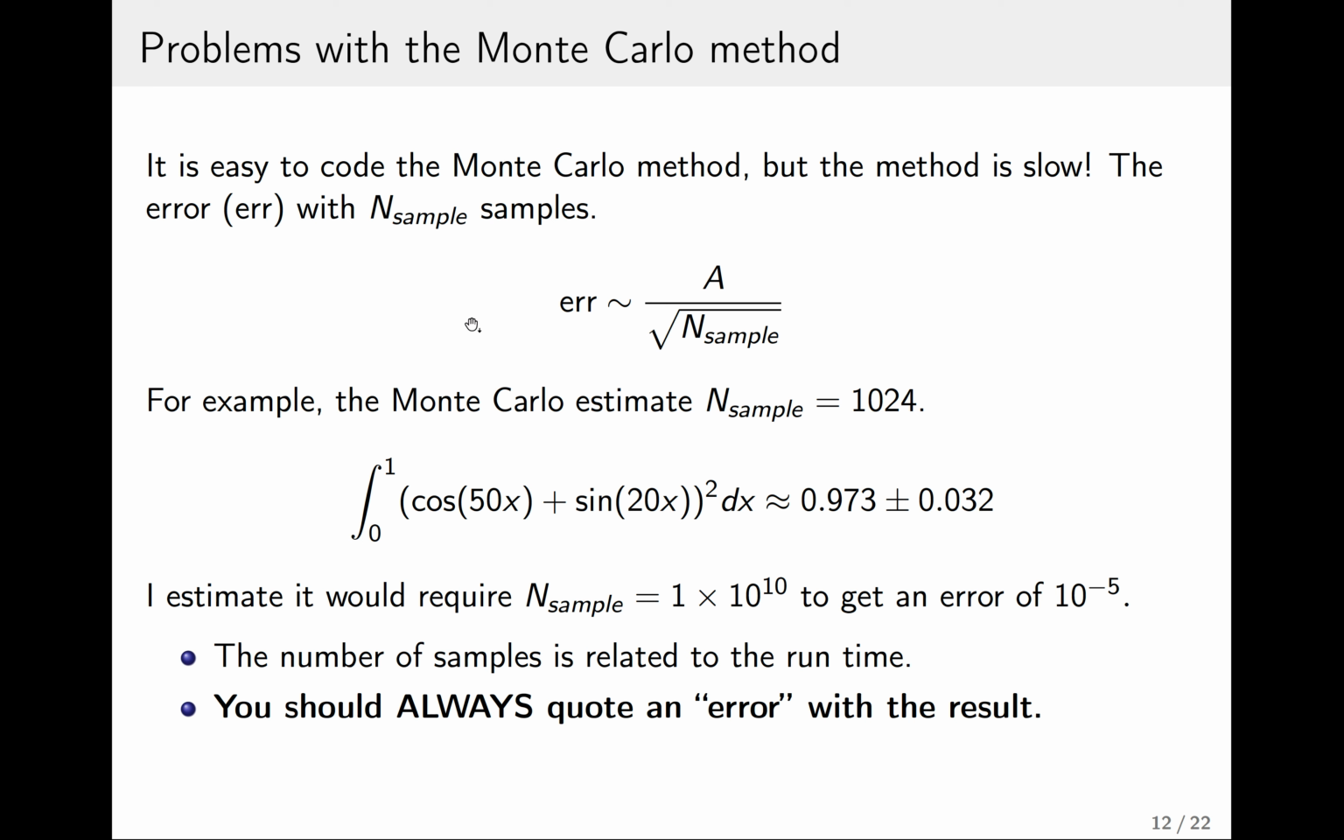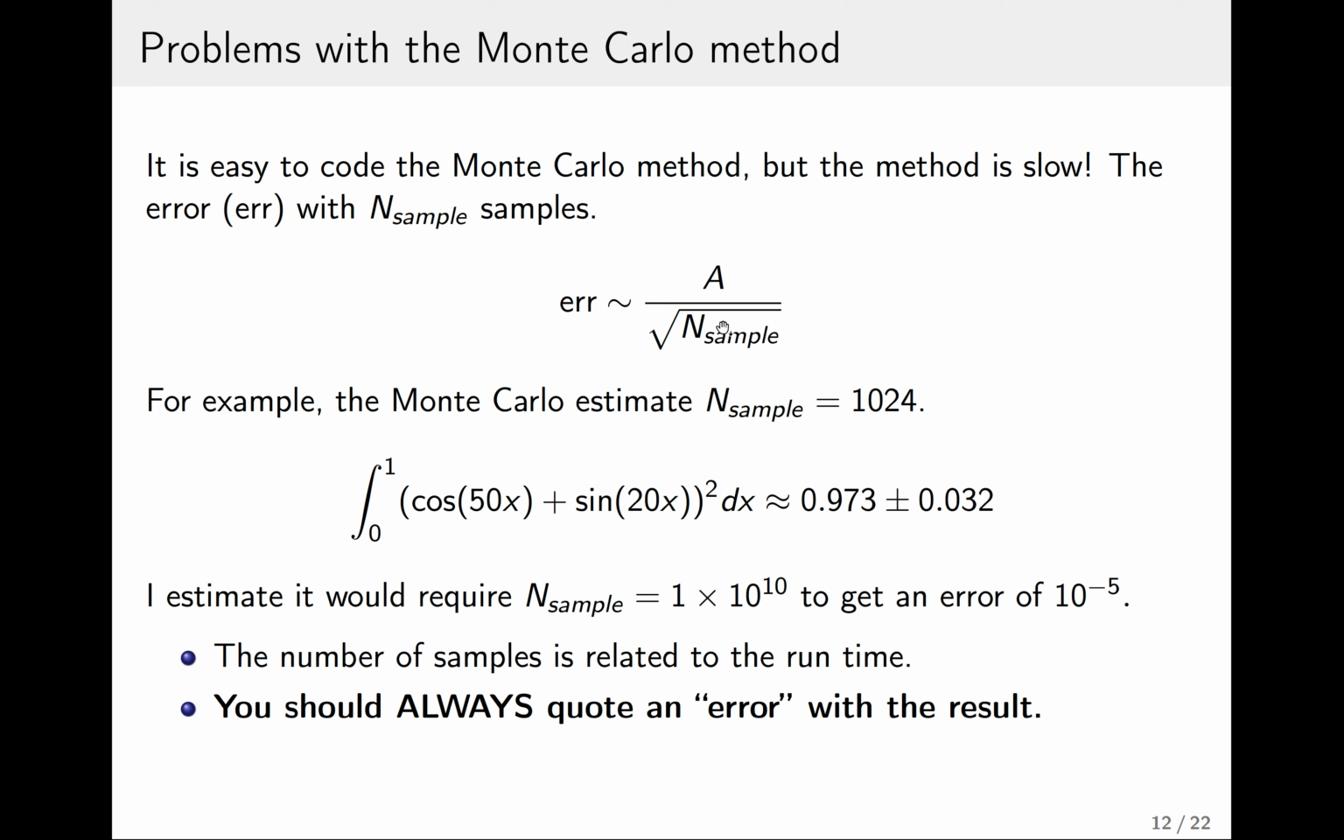Okay, so the good news about the Monte Carlo method is it's easy to code up. If you want to do a multi-dimensional integral, there's a well-defined procedure. There are no tricks in it. But the main problem with it is the method's slow. And this comes down to what the error is. The error goes like some constant divided by the square root of the number of Monte Carlo samples.